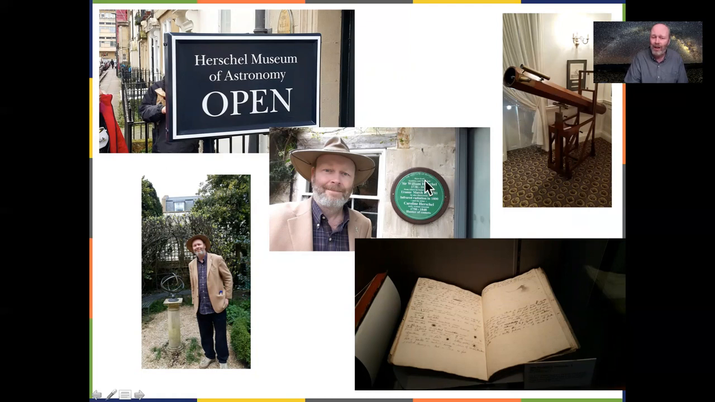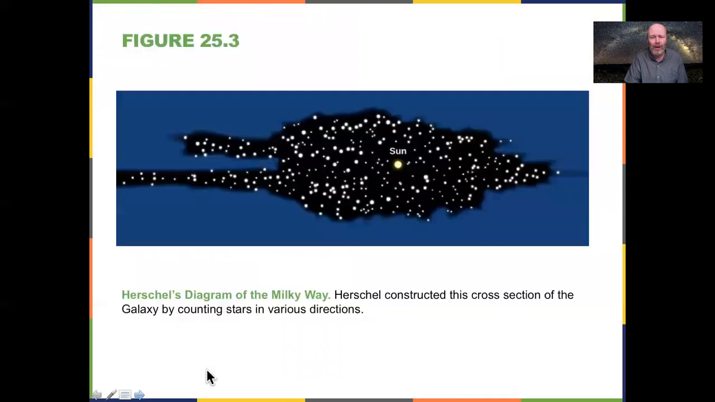This is a plaque in the backyard, the garden of his house, that commemorates that. Also the commemoration of the fact that he helped discover infrared radiation. I'm standing over here on the spot where his telescope was when he discovered the planet. And this booklet here is one of his notebooks where he was talking about how he was mapping out where all of the stars were in the sky.